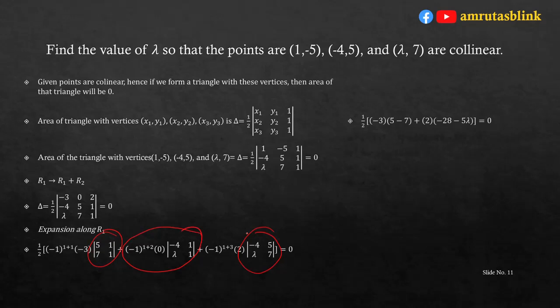So, we have got the expression as 1 by 2 into bracket minus 3 into 5 minus 7 plus 2 into minus 28 minus 5 lambda is equal to 0. That is, minus 3 into 5 minus 7 plus 2 into minus 28 minus 5 lambda is equal to 0, if we send 2 to the right hand side. So, 6 minus 56 minus 10 lambda is equal to 0. Hence, minus 10 lambda is equal to 50, that is lambda is equal to minus 5. So, the final answer for this question is lambda is equal to minus 5.